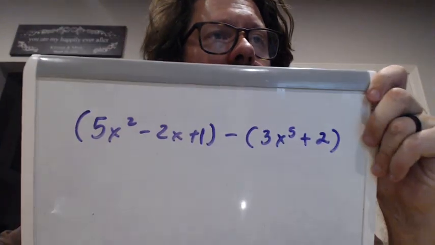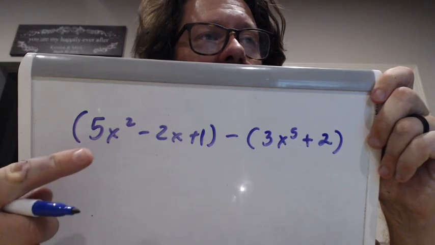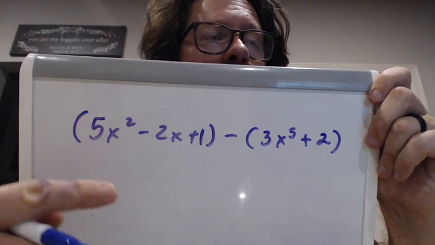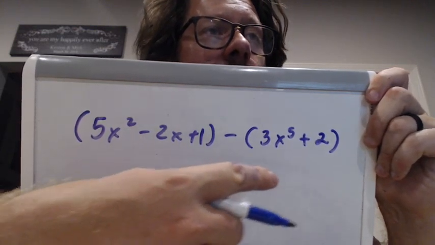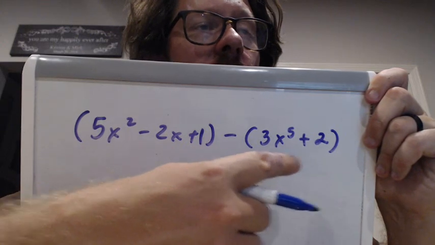So adding and subtracting polynomials is easy. It all boils down to like terms. So I'll just give you a couple examples. 5x squared minus 2x plus 1 minus 3x to the fifth plus 2. Okay, say you had this, right? So I've got a quadratic trinomial minus a quintic binomial, right?